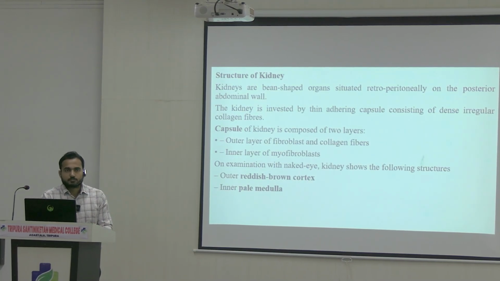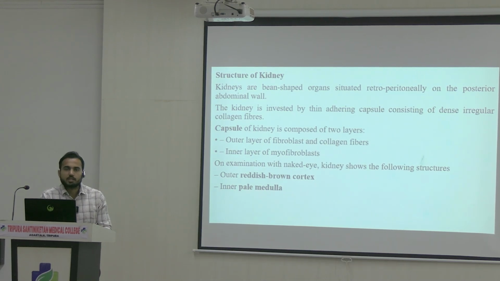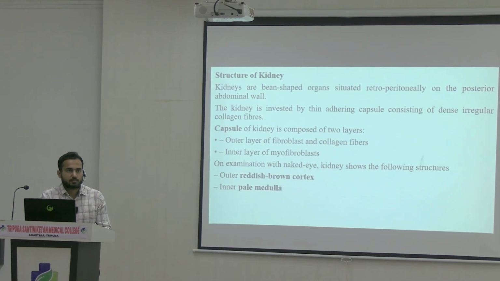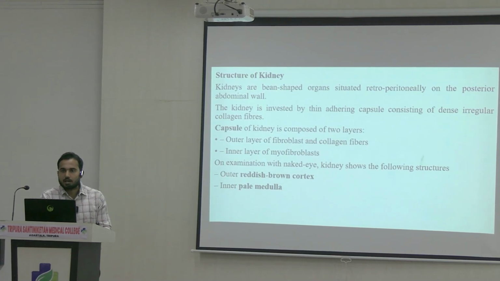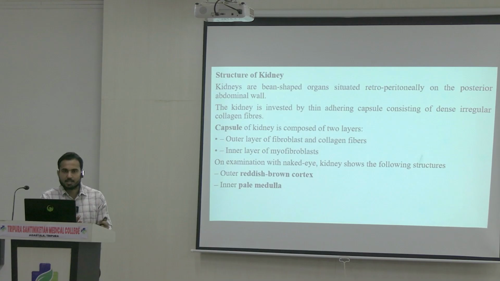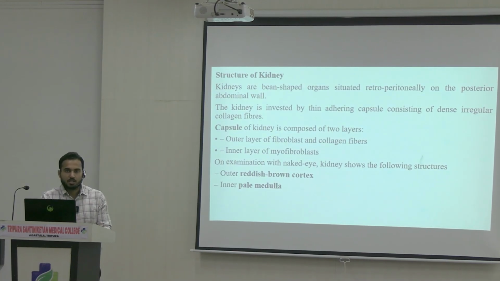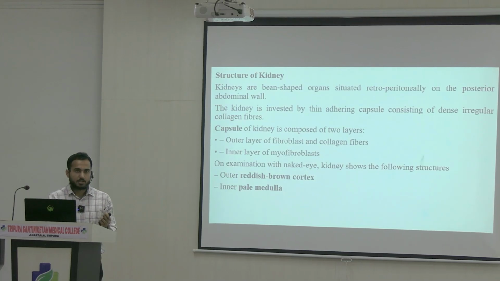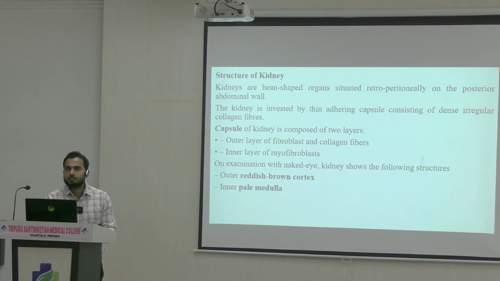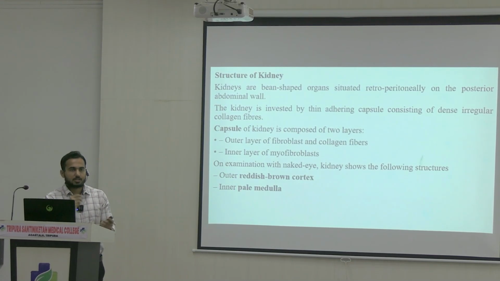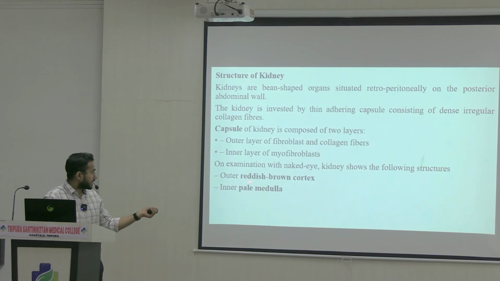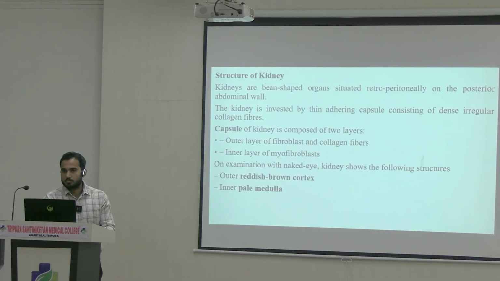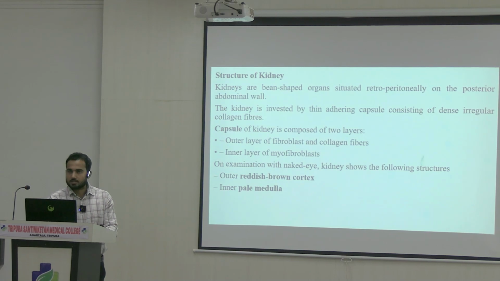If you remember the suprarenal gland, which we discussed earlier, what is present in the suprarenal gland? Outer cortex, inner medulla. The cortex is larger, the medulla is smaller. In a similar way, in the kidney also, once you open it by taking a coronal section, you can see two things. First, the outer part is the reddish-brown cortex, and the inner part is the pale medulla.